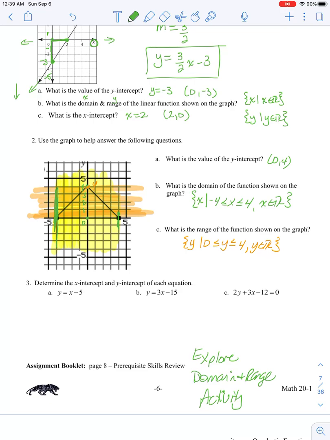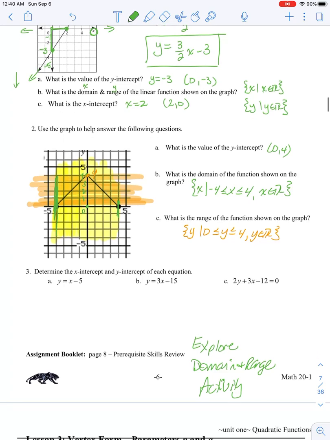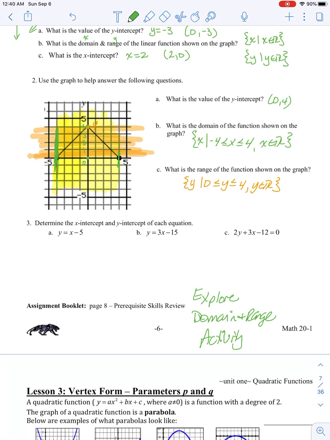Okay? Determine the x-intercept and the y-intercept of each equation for number 3 here. So I know if I want to find the x-intercept, I'm going to let y equal 0. And if I want to find my y-intercept, I'm going to let x equal 0. So let's take a look here. If I want to find my x-intercept and I let y equal 0, then I go 0 equals x minus 5. And now I want to solve for x. So of course I add 5 to both sides, or I can think about it as moving over the negative 5, and negative 5 becomes positive 5. So x is equal to 5.